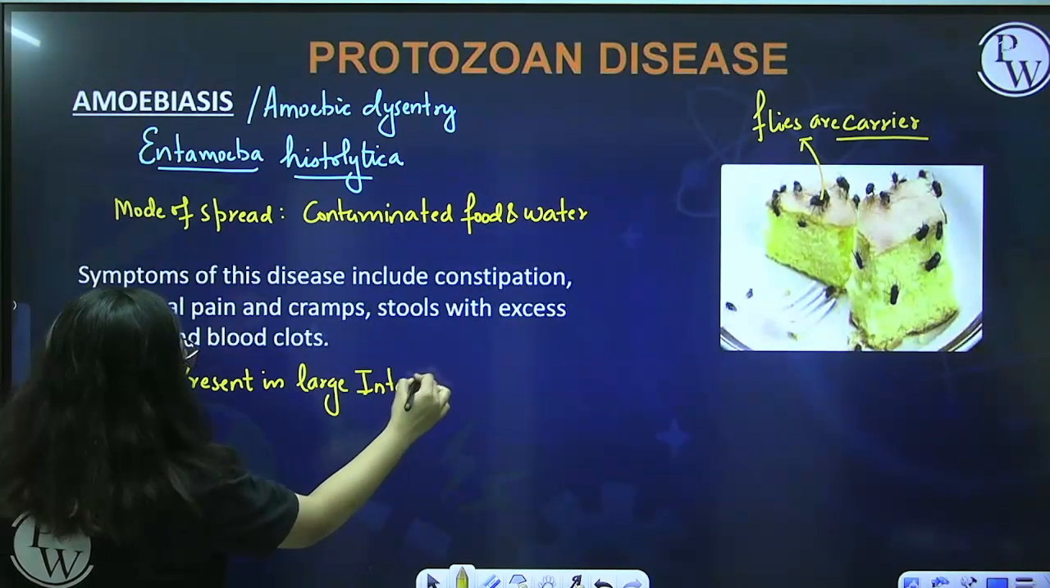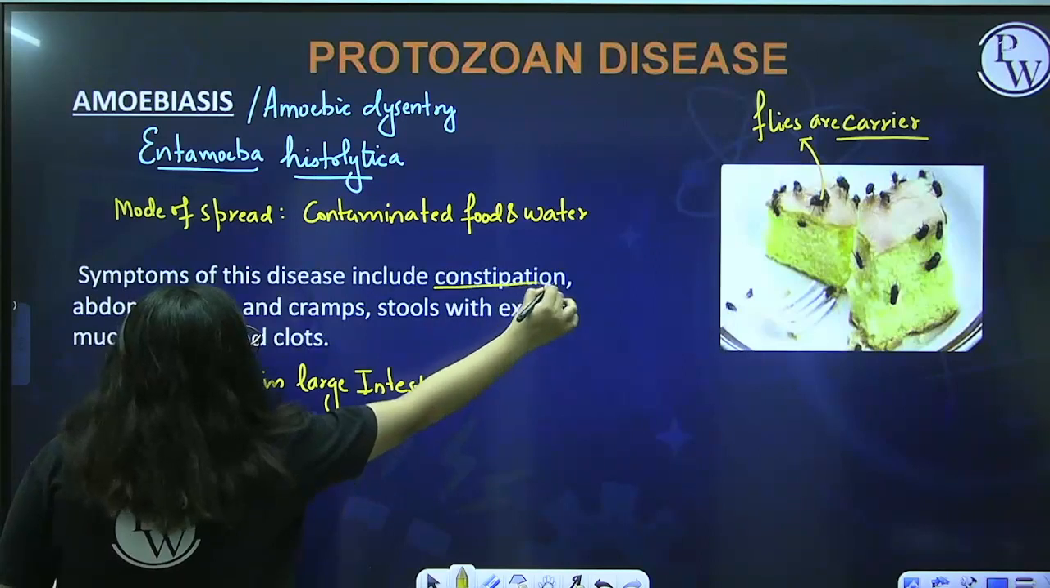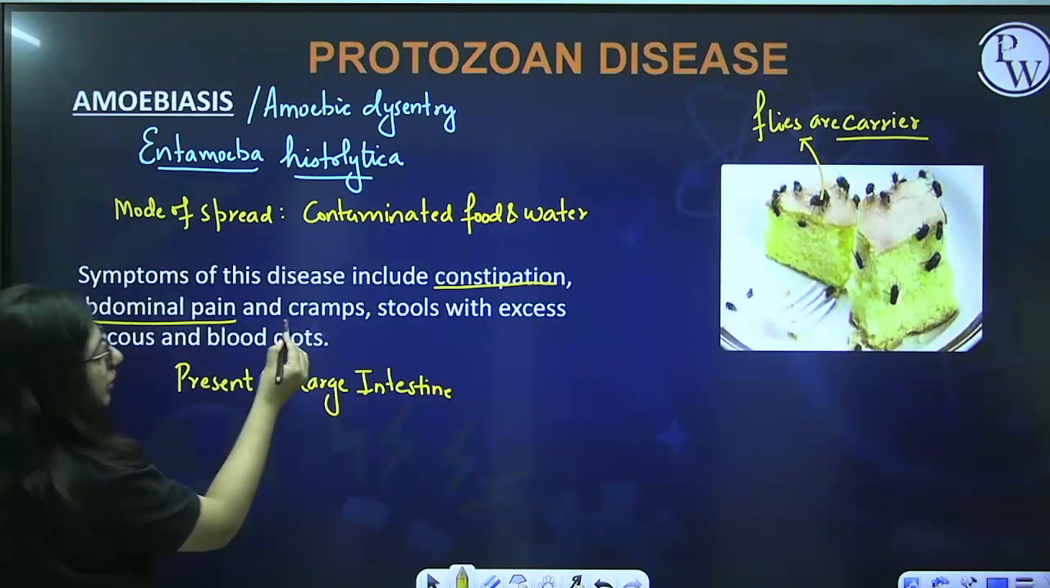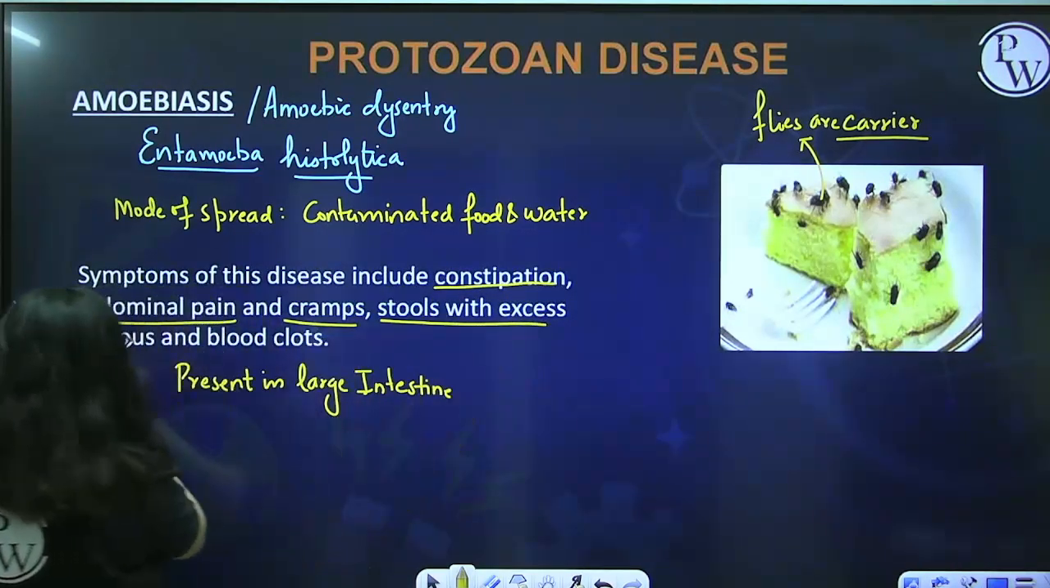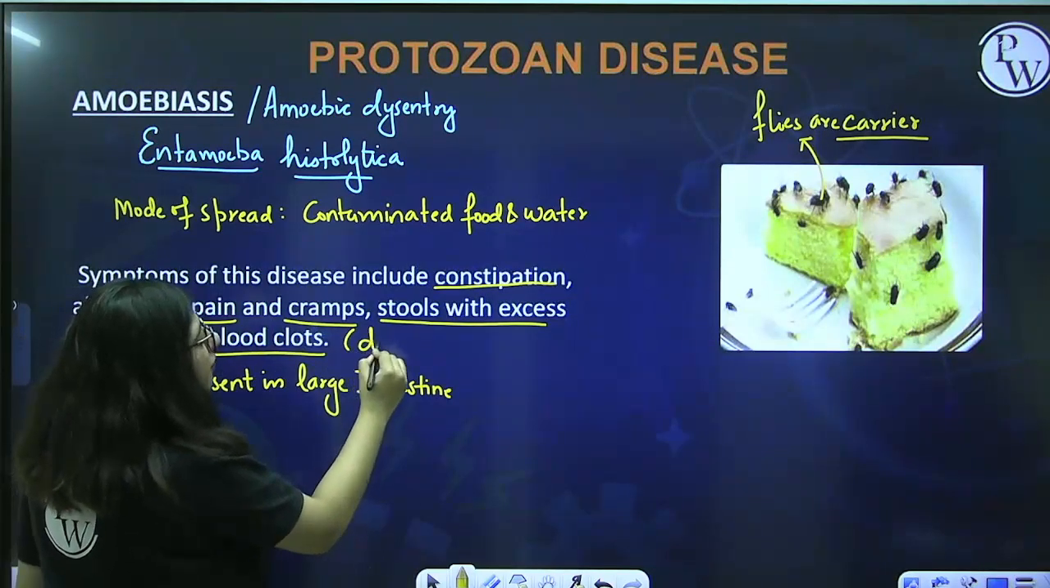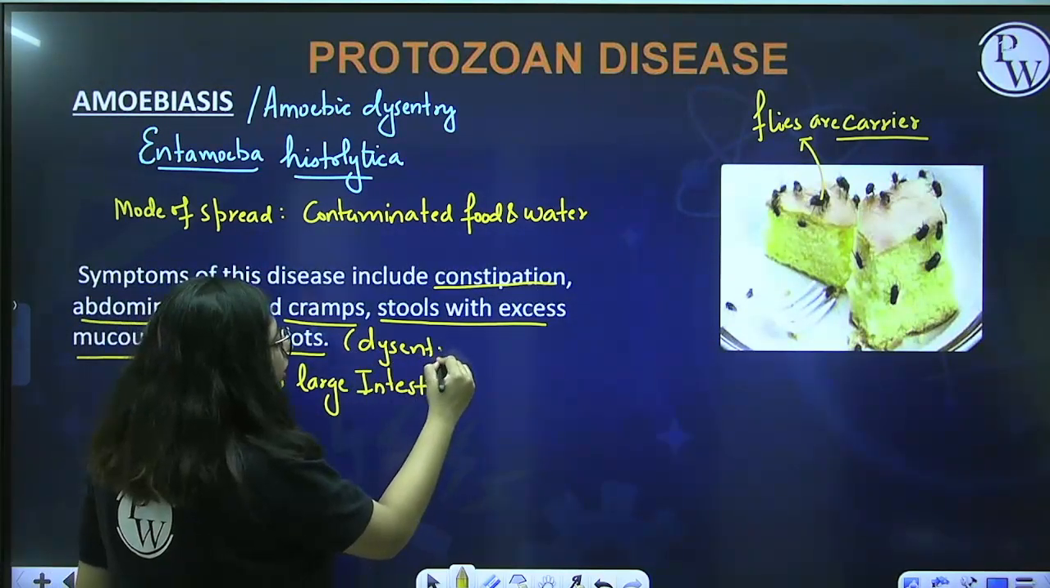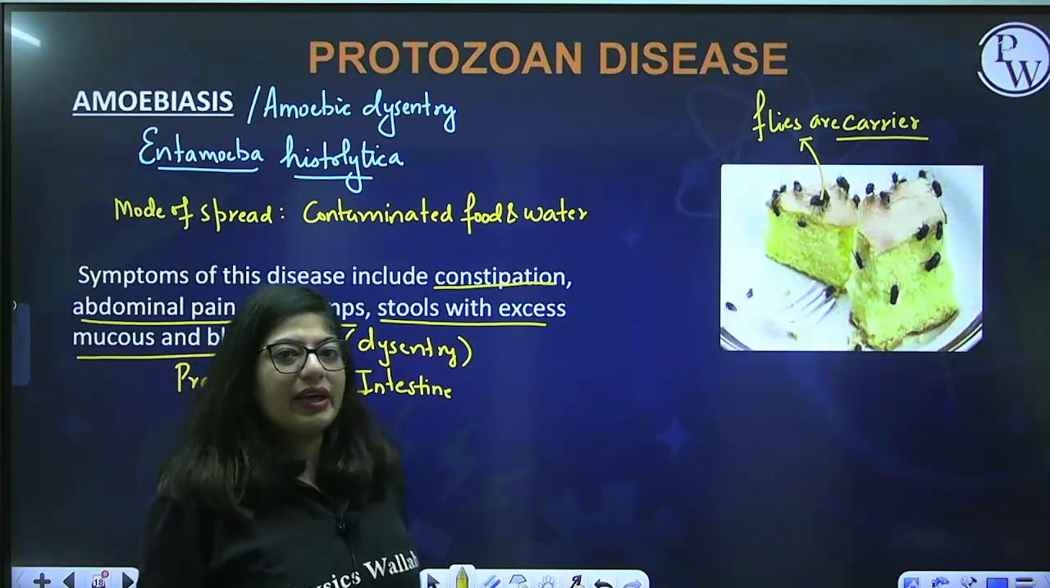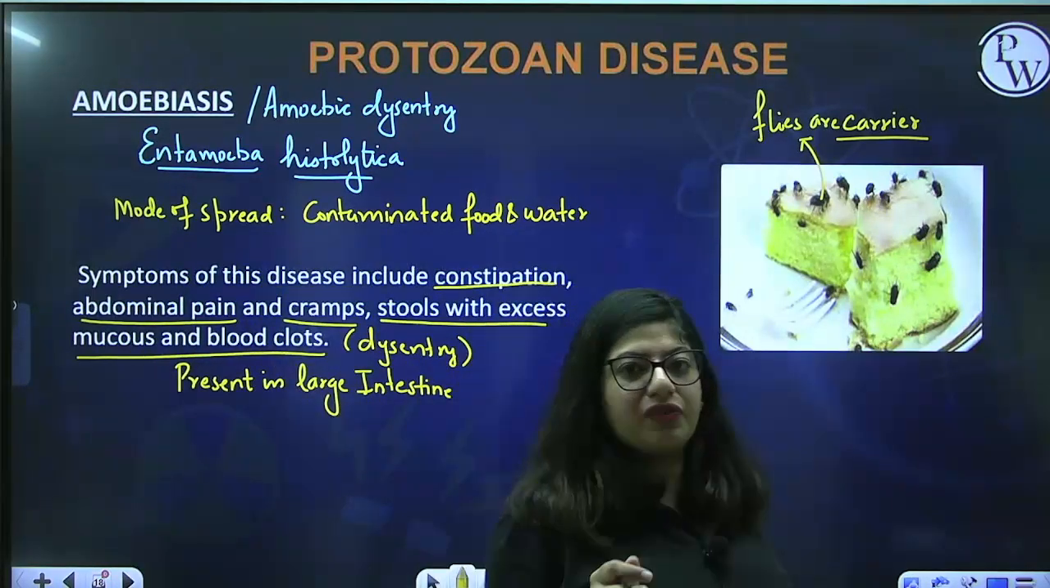Now what are the symptoms? The symptoms include constipation, abdominal pain, cramp, stool with excessive mucus and blood. Whenever you have excessive stool with blood, you call that dysentery. This is how it is different from diarrhea.